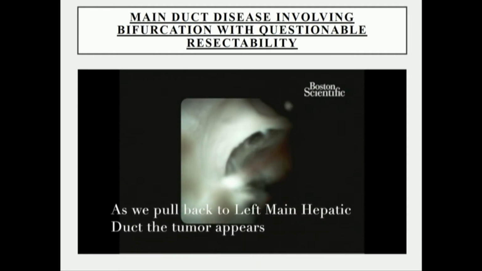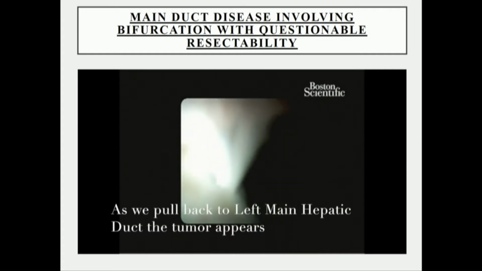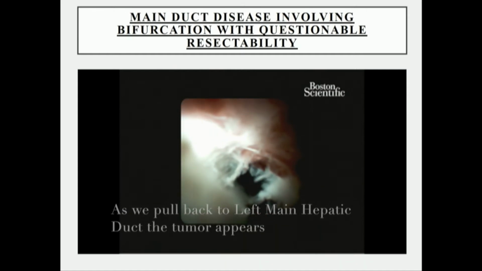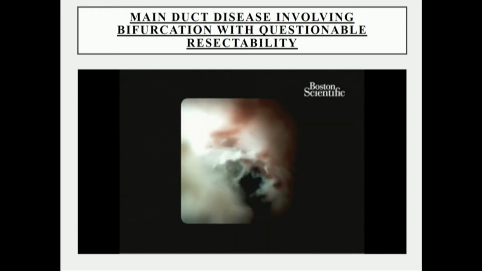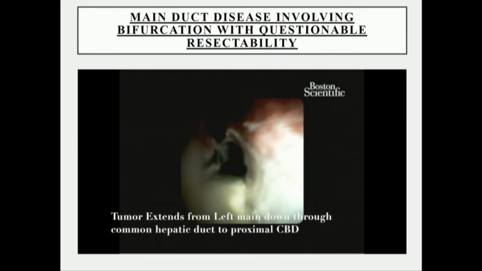And then we pull back a little bit more into the left main, and you're going to see the tumor appear in just the main portion of that left main hepatic duct. And here it comes, and you can see that very edge of the tumor. And then we're pulling back into the common hepatic duct, and again, you'll see more tumor extension to the common hepatic duct. So this is the type of additive preoperative planning that we can get.